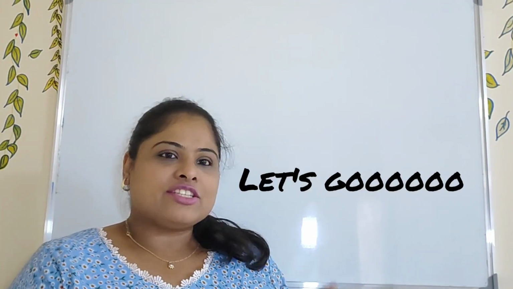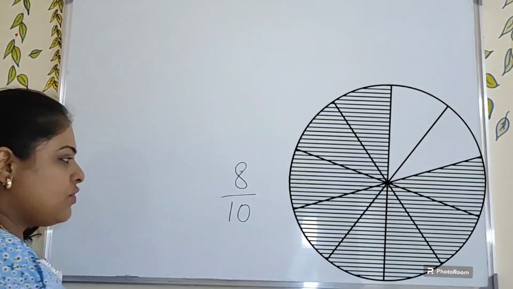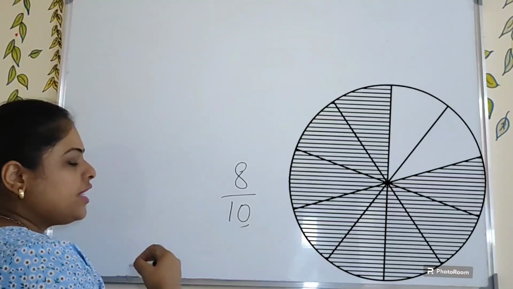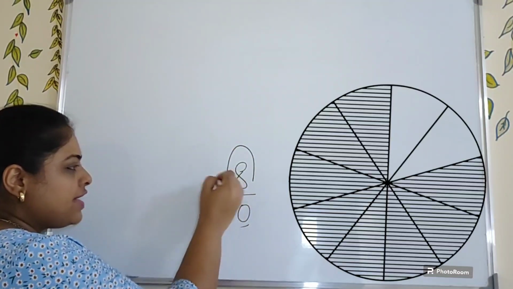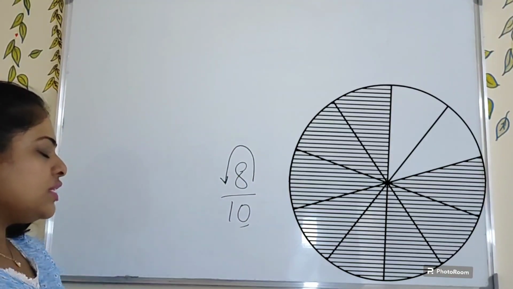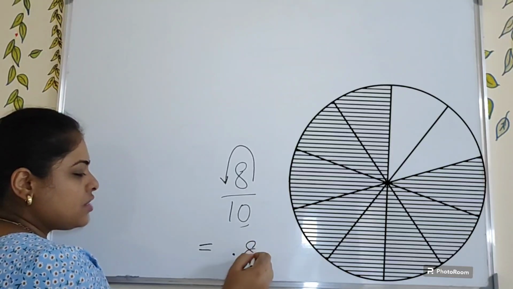Now, let's go. Here is a picture of a pie chart. There are 8 shaded portions out of 10. We have 1 0, it means one arrow mark from where it moves from right to left. Where does the arrow mark end? Over here. So there ends the pointer. So the decimal is 0.8.